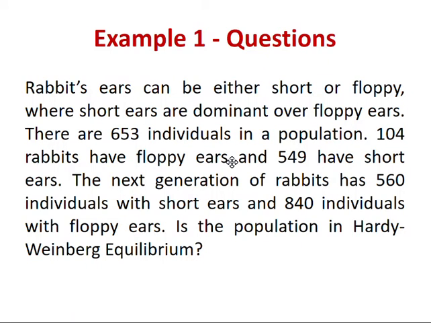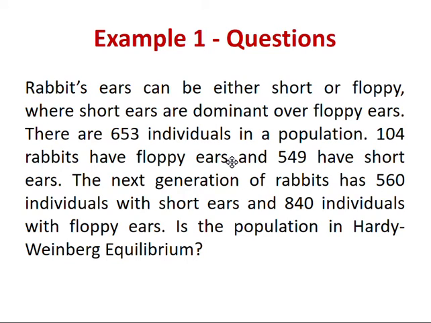Alright, welcome back. Let's look into the first example. The rabbit's ears can be either short or floppy, where short ears are dominant over the floppy ears. There are 653 rabbits in that population. 104 rabbits have floppy ears and 549 have short ears. The next generation of rabbits has 560 individuals with short ears and 840 individuals with floppy ears. So is this population in Hardy-Weinberg equilibrium?